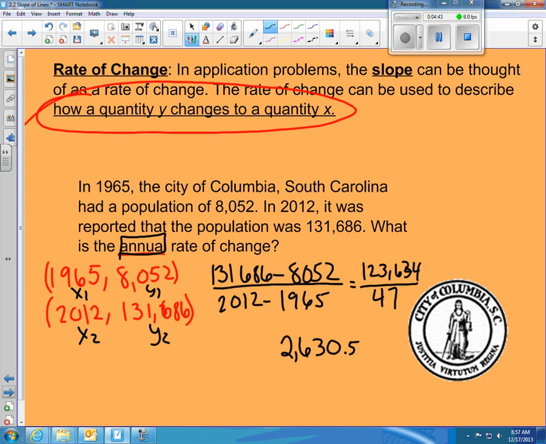2,630.5 per year. Now we're talking about people, so we don't want a decimal place when we're talking about people because people are a full thing. So then we can round this one up to 2,631 people per year. So approximately every year, they gained about 2,631 people.